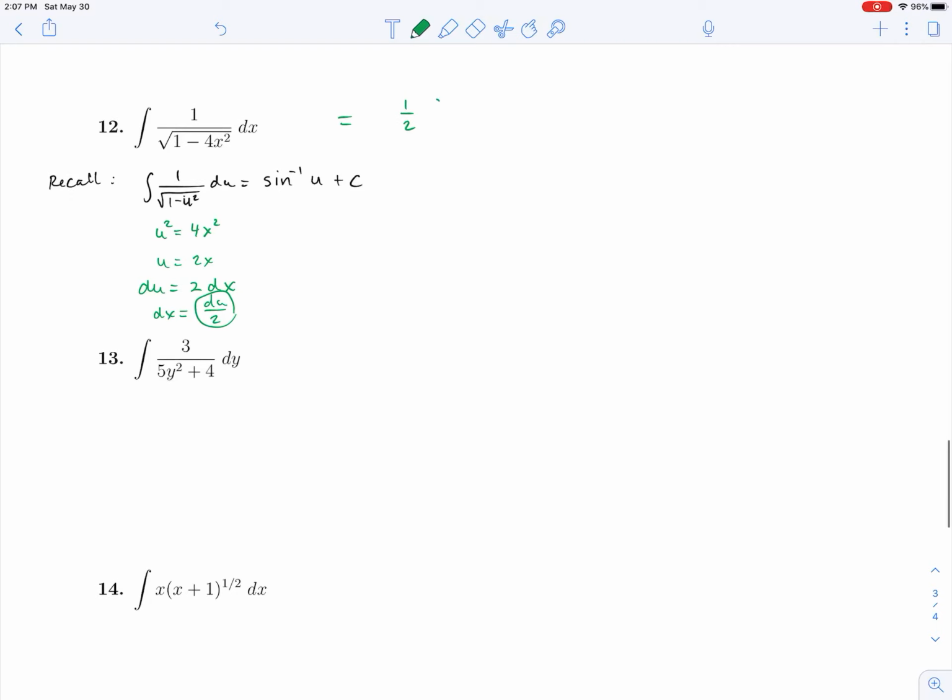So when we replace dx, we need to multiply by 1/2. And then we've got the integral of 1 over square root of 1 minus u squared du. And so we get 1/2 arc sine of 4x squared. Actually, I'm kidding. That would be u squared, and it's arc sine of u, not u squared. So I take that back. So this should be arc sine of 2x, and then plus c.